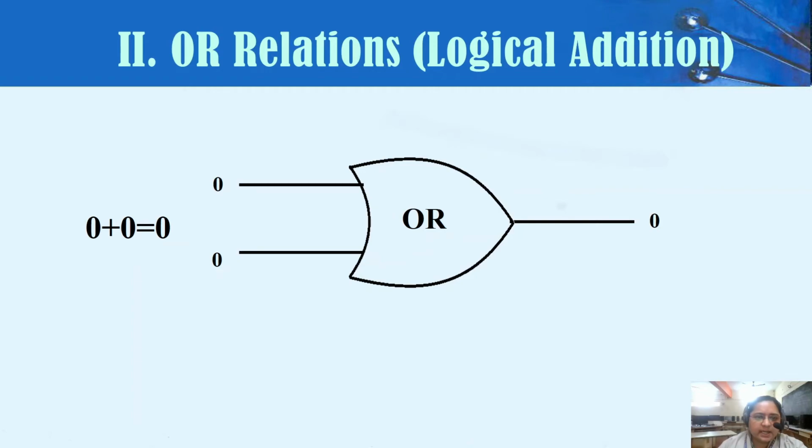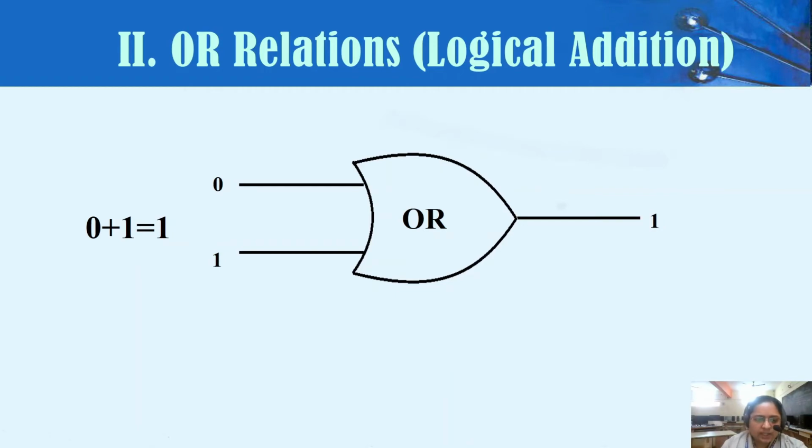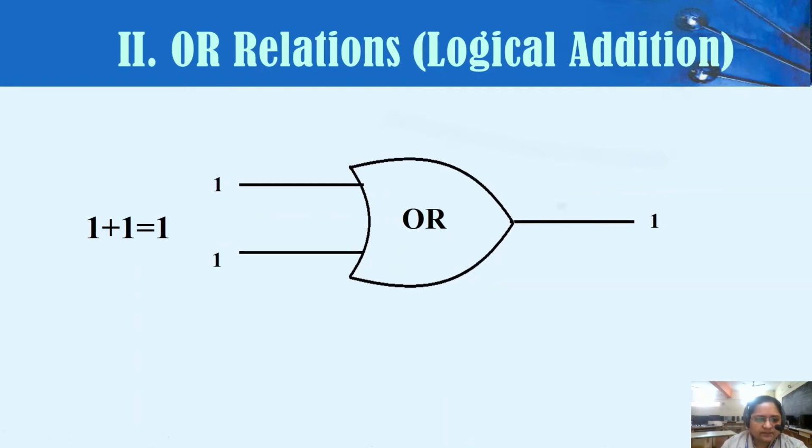Next is logical addition, that is OR relations. As I had already explained to you the OR gate and how it is known as logical addition. So we can see it for ourselves. When we are giving both the inputs as 0, the result is 0. 0 plus 0 is 0. 0 plus 1 is 1, 1 plus 0 is 1, and 1 plus 1 is also 1, because I had already explained through the truth table that if either of the inputs is 1, the result for OR operation will be 1.